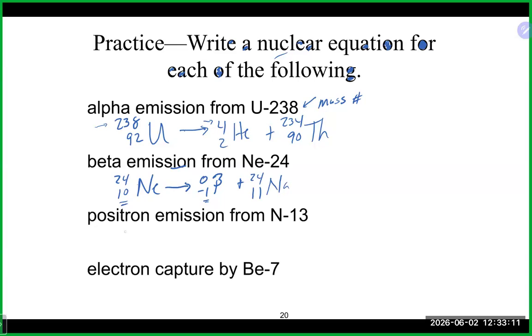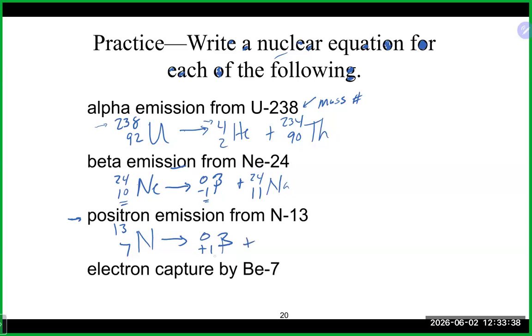Positron emission of nitrogen-13. So again, nitrogen 13. Our periodic table will give us nitrogen's atomic number, which should be 7. And emission again means product side. So in this case, it's going to be a positron on the product side, and again, it is +1. You can use the beta symbol or the e.